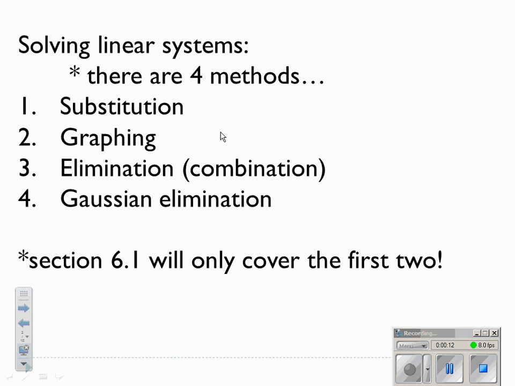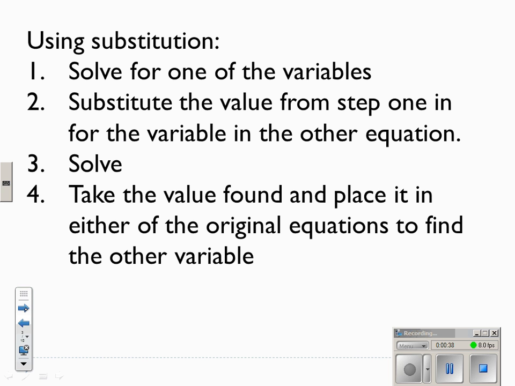All right, so Chapter 6 starts us off with solving linear equations. There's 4 different ways that we're going to take a look at for doing this. We have the substitution method, the graphing method, the elimination, or in the past you've probably heard it called the combination method, or the 4th one, the Gaussian elimination method. But today we're only going to cover the first 2. So we'll be reviewing how to do this with substitution and graphing, and I'm hoping that you guys recognize this stuff. The substitution method. First, solve for one of the variables.